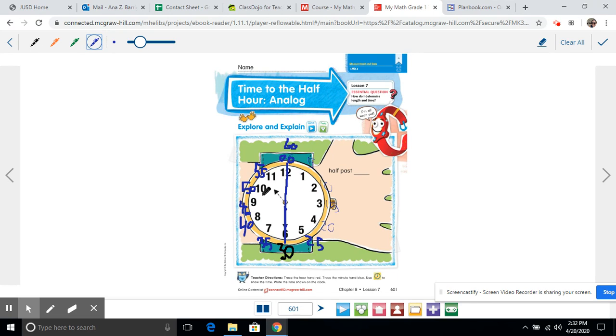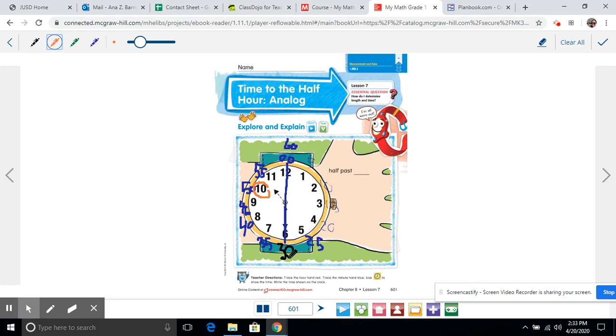Now we look at the hour hand. Oh my gosh, I don't know which one it's going to. 10 or 11. Is it 10:30 or is it 11:30? I'm not sure. Well, if you're at this point in between, you always go with the first number, the smaller number, when it's in the middle between two numbers, between 10 and 11. You go back to number 10. So then we're going to say it's 10:30.